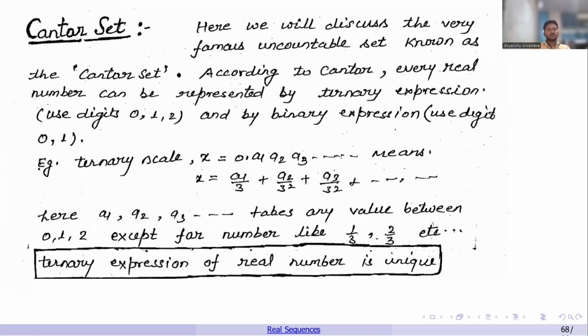So first thing is, what is the Cantor set? The Cantor set is a famous uncountable set.